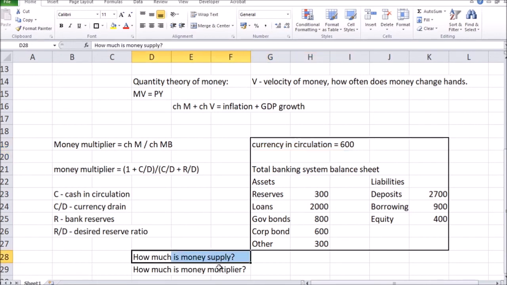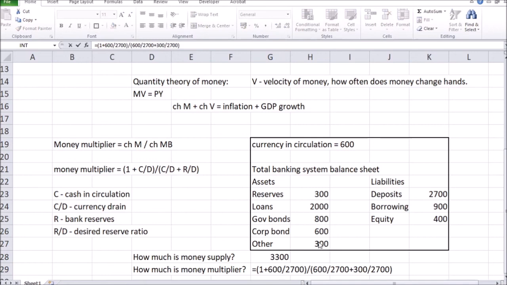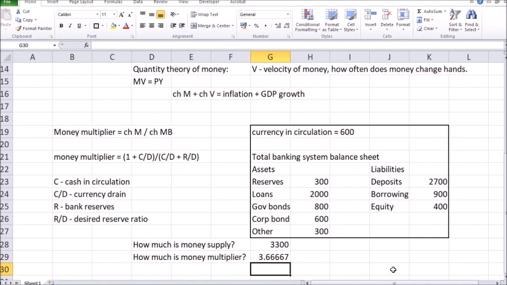Let's say you have a couple of questions to answer. How much is the money supply? And how much is the money multiplier? Well, money supply is all of the deposits in the economy plus all of the cash in circulation. In our example, I think it's going to be 3,300. Correct me if I'm wrong. And for the money multiplier, just plug in all the numbers. And the answer over here is that the money multiplier is 3.67. So if the central bank increases the money supply by, let's say, 100 billion, the actual money supply will increase by 367 billion.